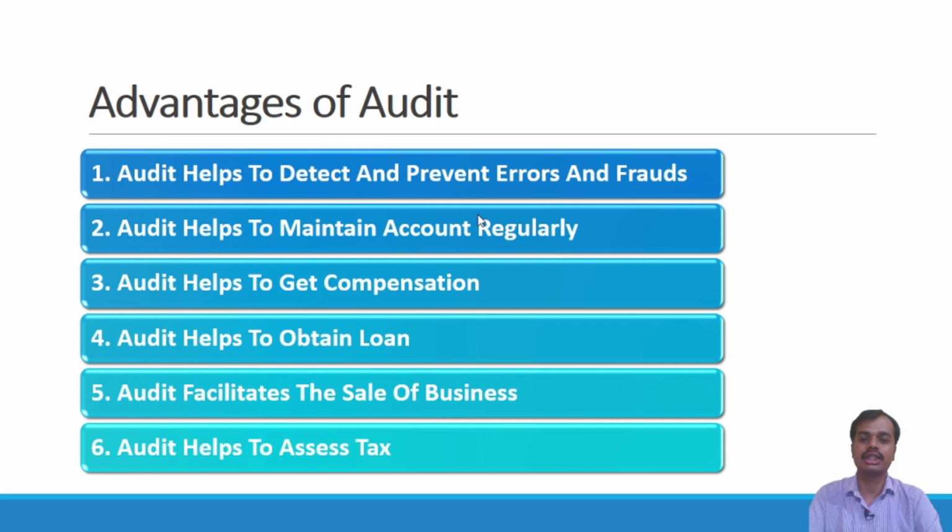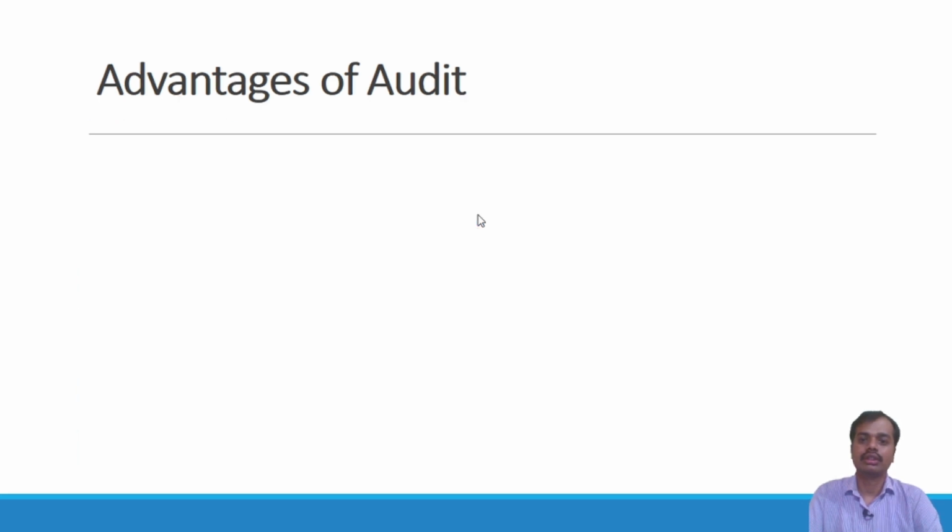Next advantage is audit helps to assess tax. Tax authorities assess taxes on the basis of profit calculated by the auditor. In the same way, the sales tax authority calculates sales tax on the basis of sales shown in the audited statement.